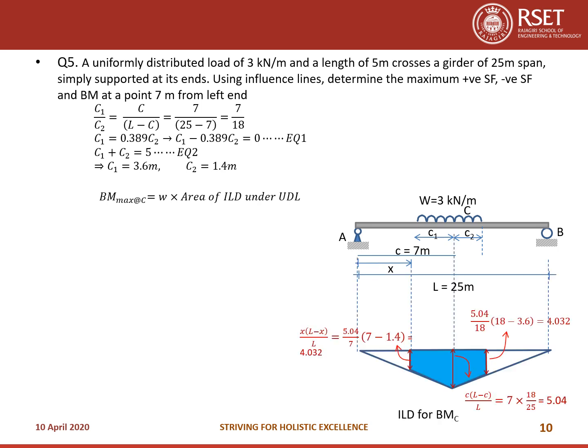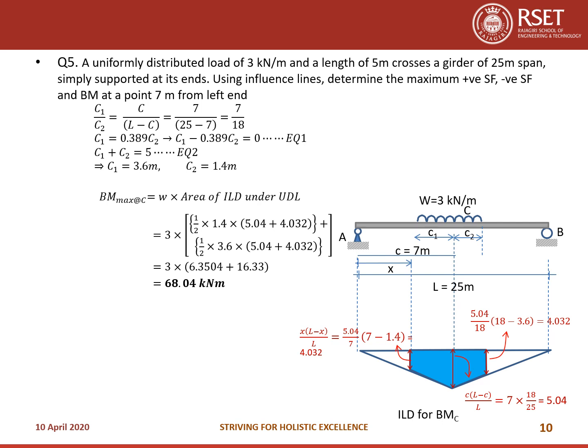So this is the influence line diagram. I have calculated these values. So you will be getting the two ends of the trapezium like this. So there are two trapeziums. The center portion is C into (L minus C) by L, and this end you will get as x into (L minus x) by L, which you will get as 4.032, and the right end again as 4.032. So you can always calculate using the equation for trapezium, half into base into sum of the altitudes, into 3 kilonewton per meter. So you will be getting the maximum bending moment as 68.04 kilonewton meters.